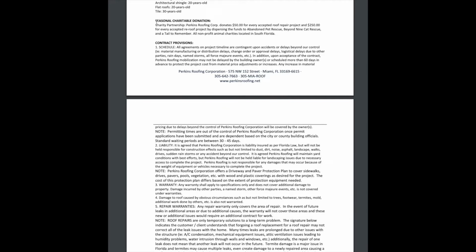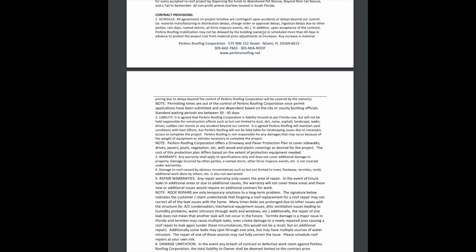This right here just mentions our charitable donations. When we get a signed contract, we donate to charity $50 for repairs, $250 for re-roofs. Now we'll get into the sweet stuff. We'll get into the contract provisions.